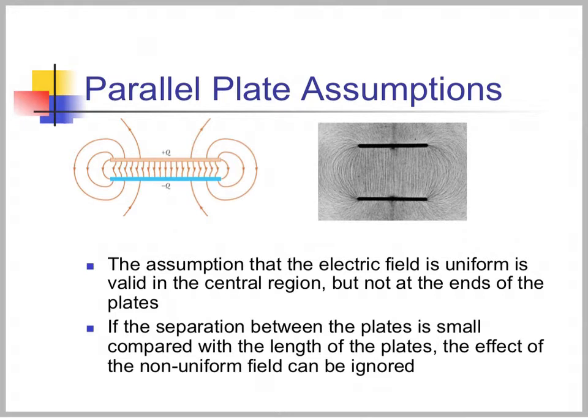Now we made some assumptions here. We assumed that the electric field is uniform in that central region, but it's not really true at the ends of the plates. If the separation between the plates is small compared to the length of the plates, we can ignore that non-uniformity at the edges. But if that distance is similar, we can see that between the plates it's uniform, but right over the edge we get some non-uniformity.